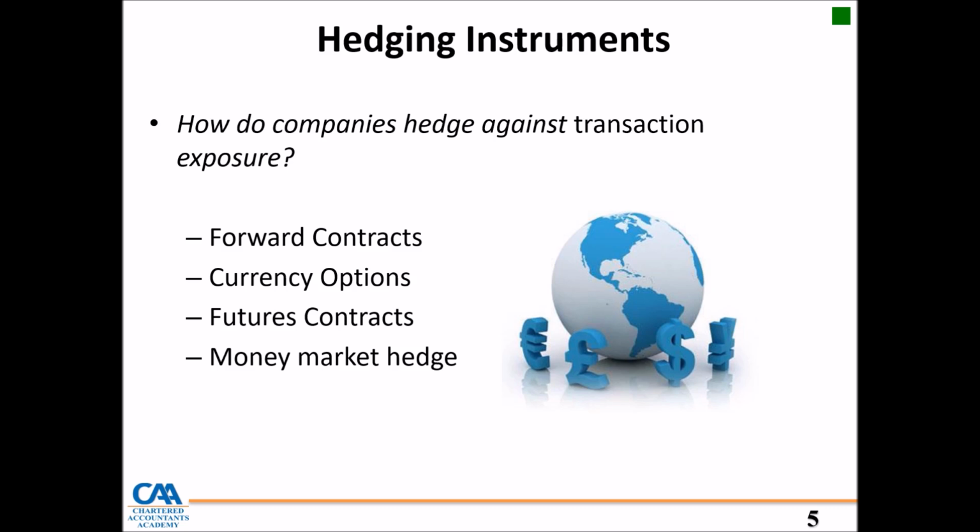So say I want to import machinery. How do I hedge against transaction exposure emanating from the change in the exchange rate that will affect me when I transact to purchase the machine? So number 1, an entity can use what is known as a forward contract. A forward contract means I am able to lock or to fix the exchange rate price now that I'm going to use or that I will be transacting it, for example, in 3 months' time.